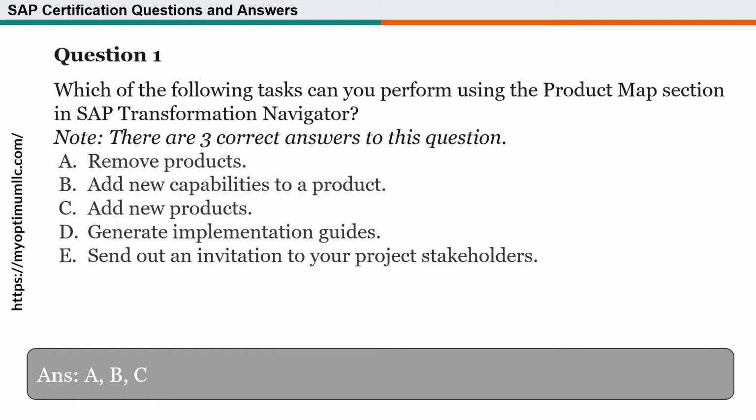Question 1. Which of the following tasks can you perform using the Product Map section in SAP Transformation Navigator? Note, there are 3 correct answers to this question. A. Remove products. B. Add new capabilities to a product. C. Add new products. D. Generate implementation guides. E. Send out an invitation to your project stakeholders.